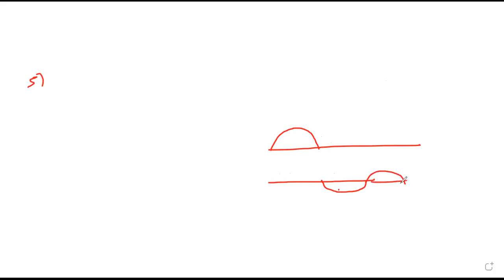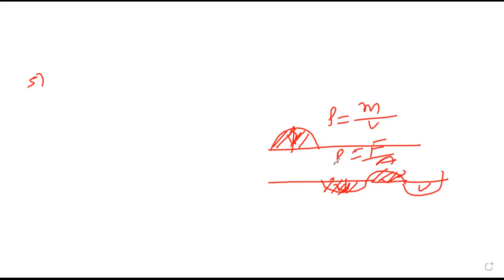Fifth. See, if this is a crest, after some time it will become a trough. This crest will move ahead, it will become a trough, then again crest, again trough. This way it will keep on propagating. So only the shape is getting inverted and then again re-inverted. That means this volume is returning back. So the same volume, either in up or in down direction. Volume same, mass same, means density same. And force is same, area same, so pressure is same.